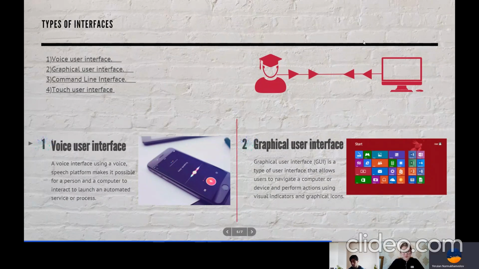Yes, hello, my name is Yerulan and I continue by explaining four types of interface. The first type of interface is the voice user interface. A voice user interface is an interface through which a person with his own voice can control a phone, computer, or other service, where he can run different applications and so on. For example, voice interfaces include applications such as Siri, Alisa, Alexa, Cortana, and others.